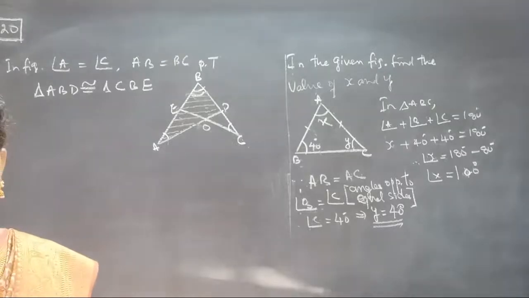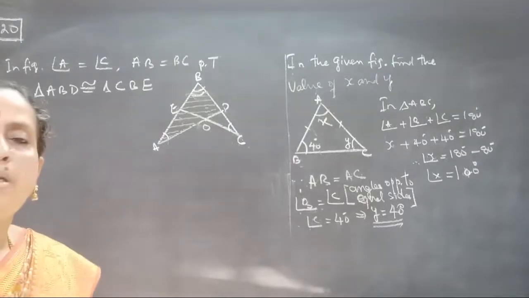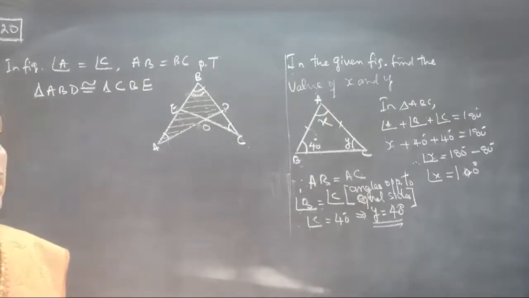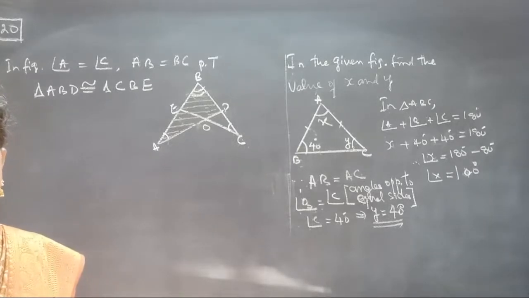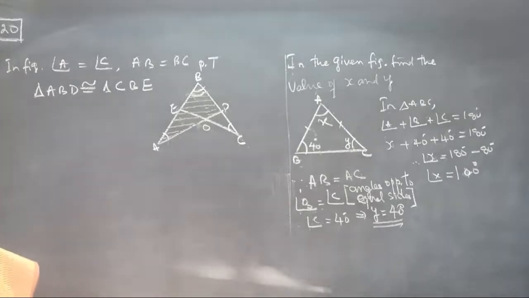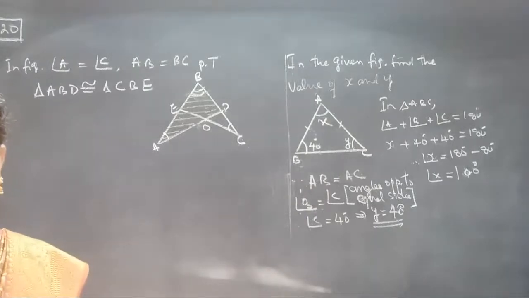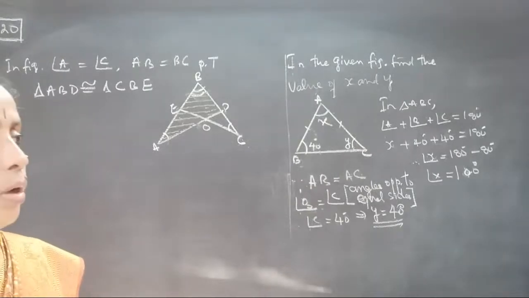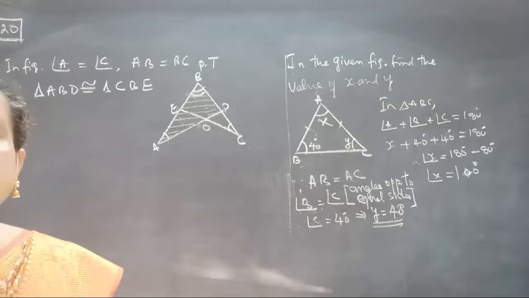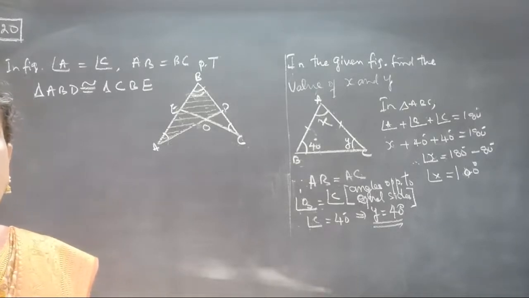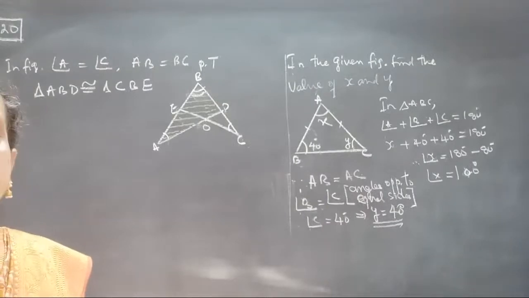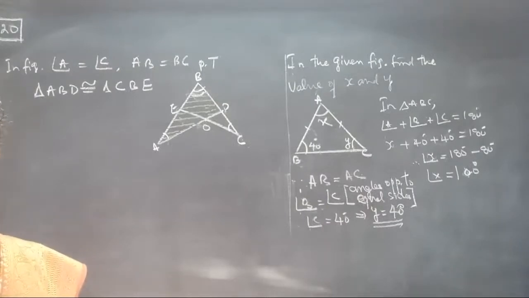One angle is common, another angle is given. So by SAS, I'm sorry, ASA congruency, we can prove the triangles are congruent. Very good response. We have to identify which is the common part, common angle. Then we can easily identify the congruency also.